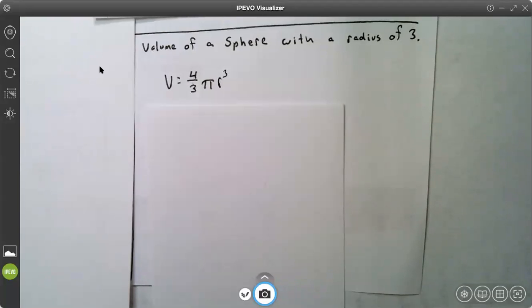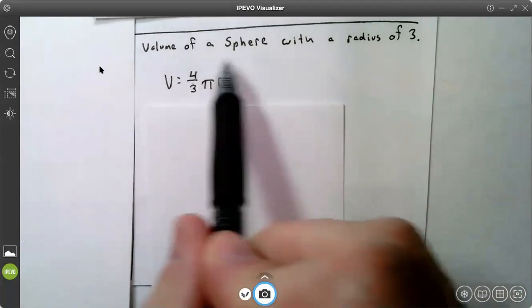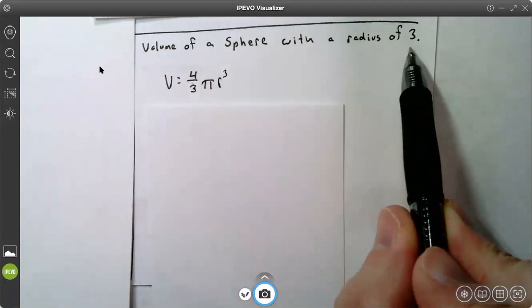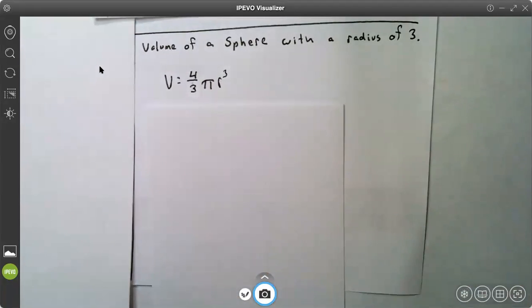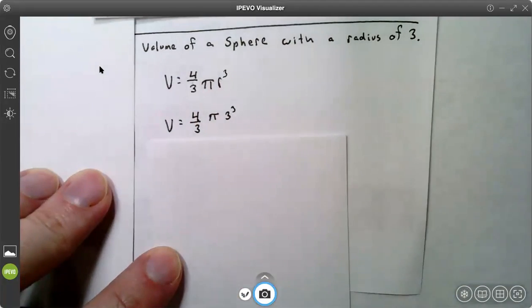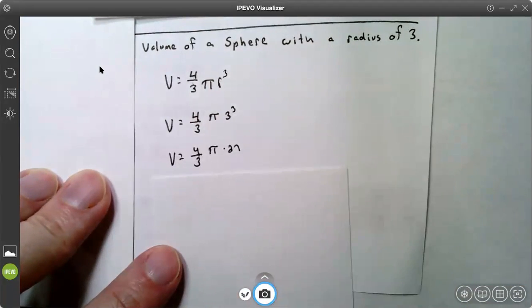Last example I'll show you is finding the volume of a sphere. Find the volume of a sphere with a radius of 3. That is the only measurement we need to find the volume of a sphere. It is the radius. That's all we need. So I plug 3 in for my radius. I have to follow order of operations and do my exponent first. 3 cubed is 27.